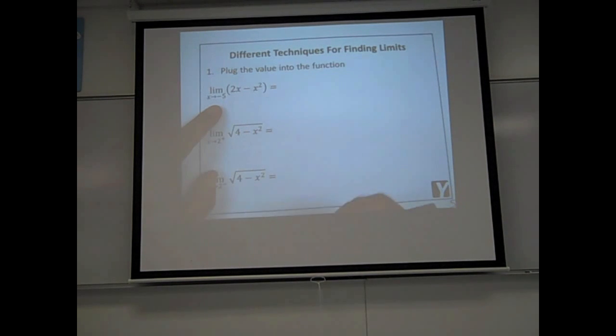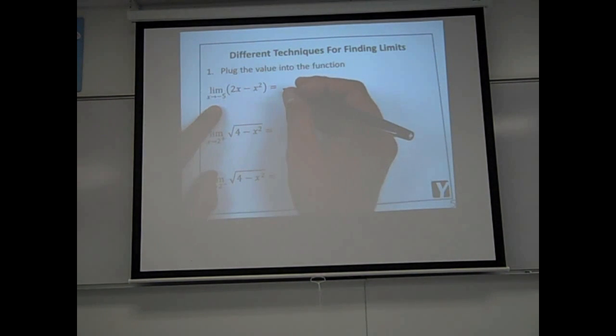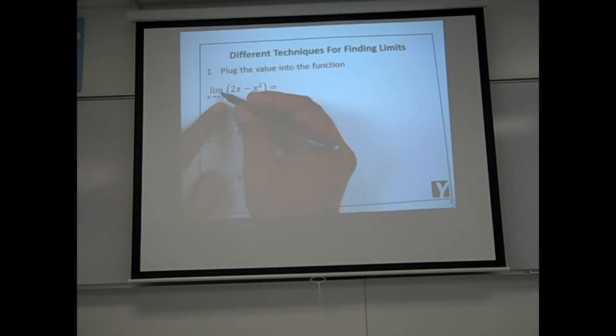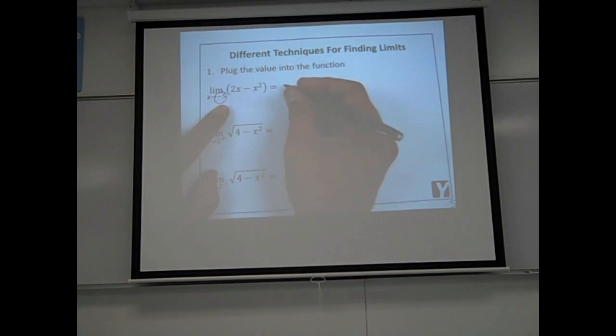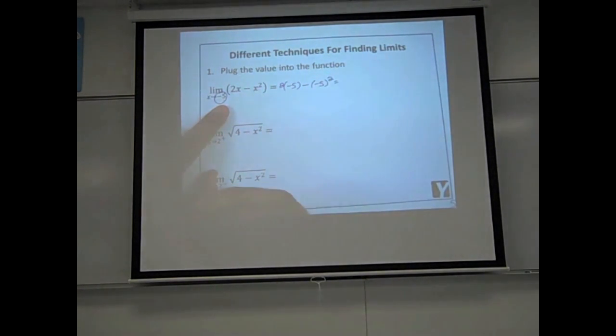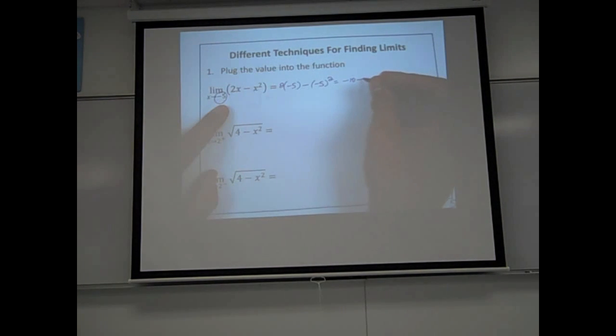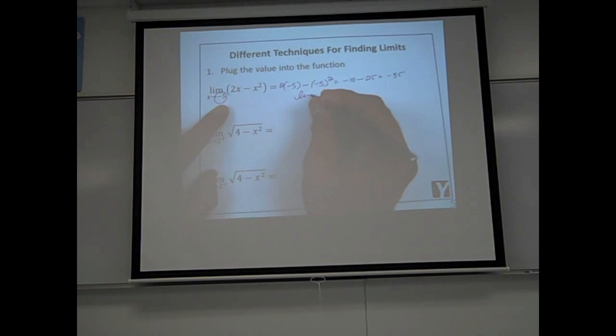This is going to be a case where our first thought is let's plug in the number. Let's plug it in, the it being this -5. Everywhere we have an x over here, we're going to evaluate this function at -5. 2 times -5 minus -5 squared. 2 times -5 is -10 minus -5 squared. We get -35 as our answer. So we would state that the limit as x approaches -5 of 2x minus x squared is equal to -35.